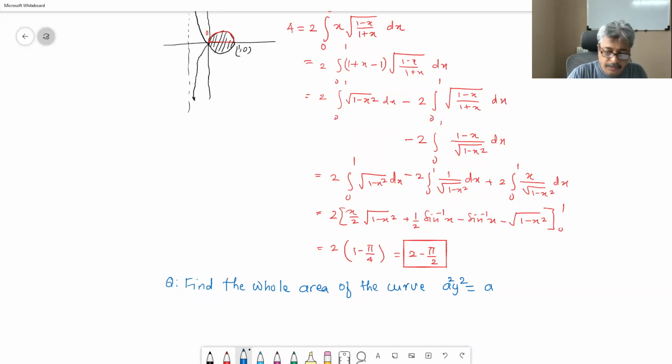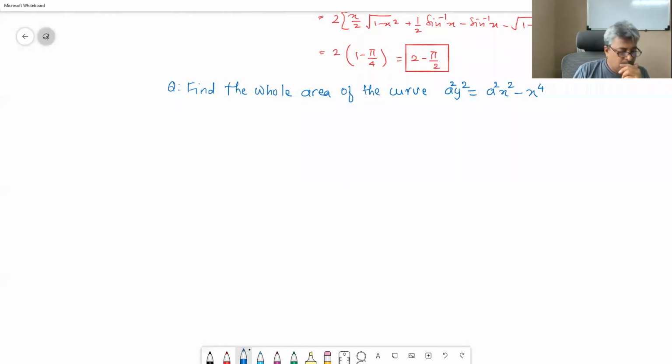a square y square is equal to a square x square minus x fourth. Again, if you do a similar kind of analysis, you will come to know that the nature of this curve is like this. It passes through the points (a, 0) and (minus a, 0).